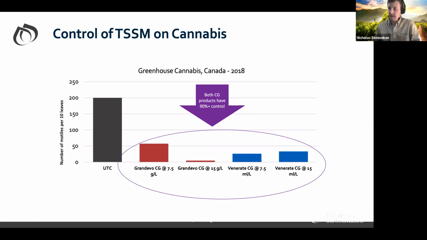So it's just kind of demonstrating how good the efficacy is on two-spotted spider mites.